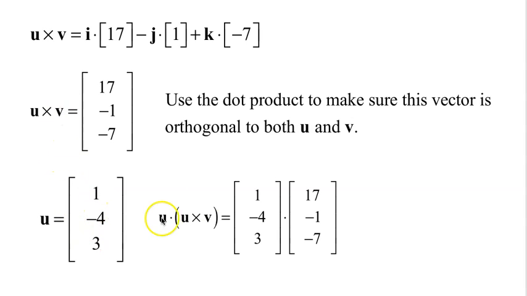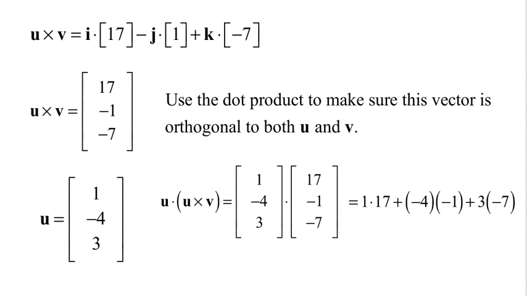Well, u dot u cross v: 1 times 17 plus negative 4 times negative 1 plus 3 times negative 7. 1 times 17 is 17. Negative 4 times negative 1 is positive 4. 3 times negative 7 is negative 21. So 17 plus 4 minus 21, 21 minus 21 is going to be 0, which of course is correct. So that proves that u and u cross v are orthogonal.